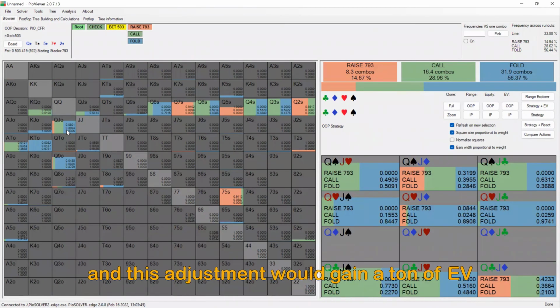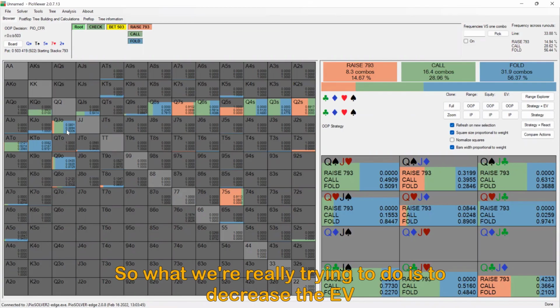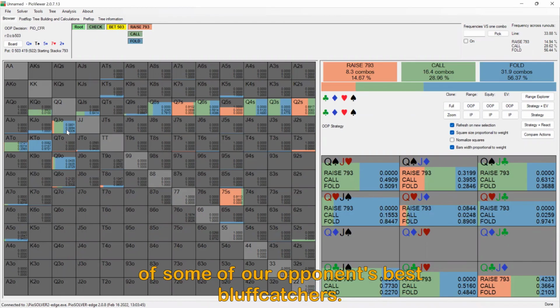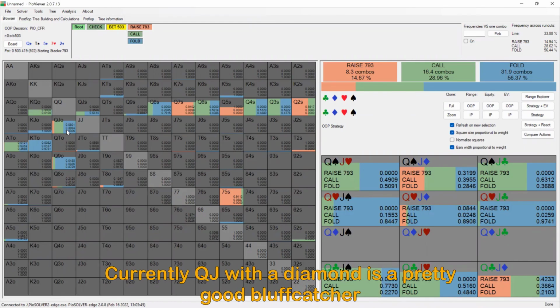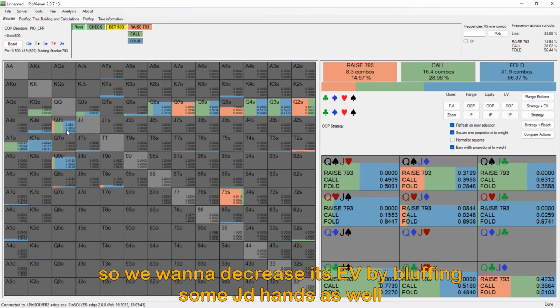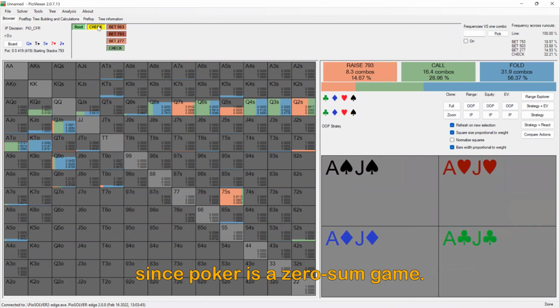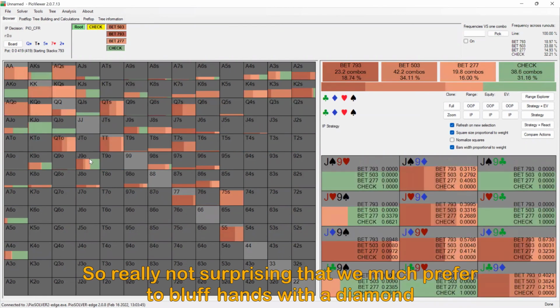And this adjustment would gain a ton of EV because the one diamond hands would have so much EV as bluff catchers. So what we're really trying to do is decrease the EV of some of our opponent's best bluff catchers. Currently, queen jack with a diamond is a pretty good bluff catcher because it blocks a whole bunch of our value range. So we want to decrease its EV by bluffing some jack of diamond hands as well. And by decreasing our opponent's EV, we're increasing the EV of our own range, since poker is a zero-sum game. So really not surprising that we much prefer to bluff hands with a diamond.